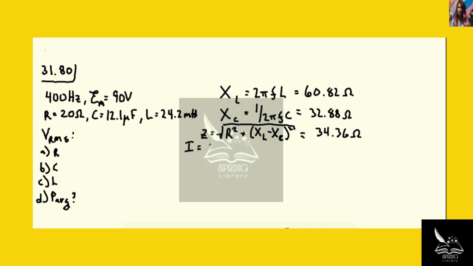So now the current amplitude is the EMF amplitude divided by that impedance, like we said earlier, and that has a value of 2.62 amps. And we want the RMS current to find the RMS voltage. And so you divide this by the square root of 2, and so the RMS current is 1.85 amps.